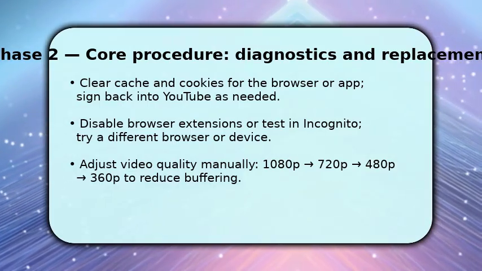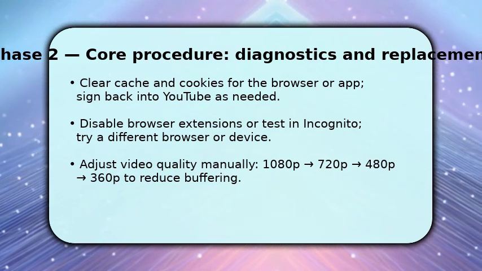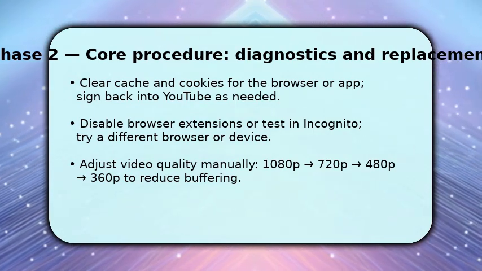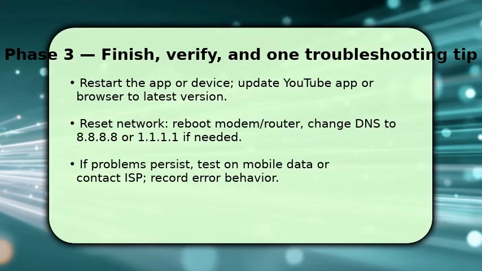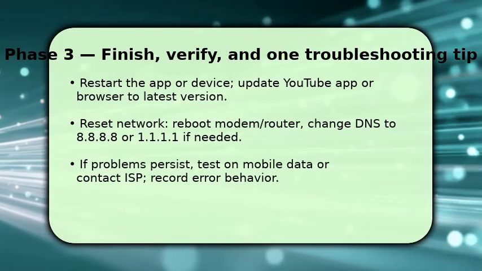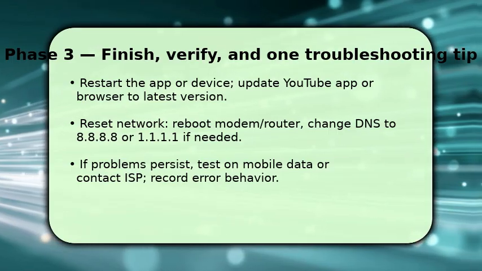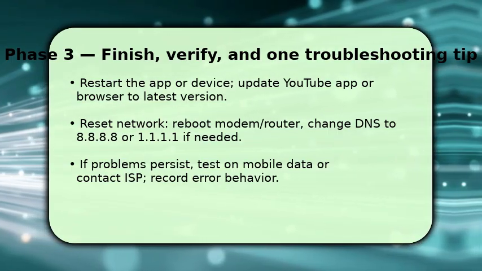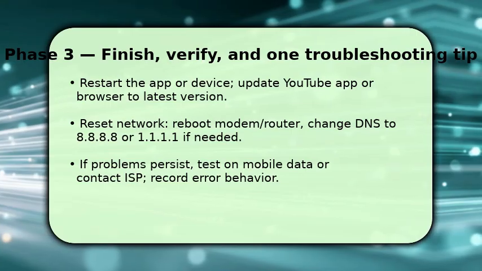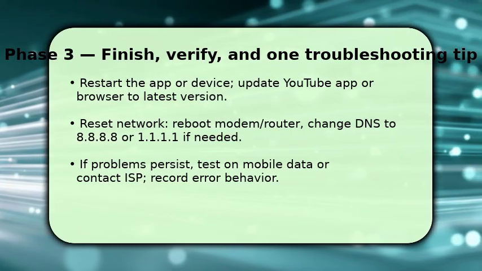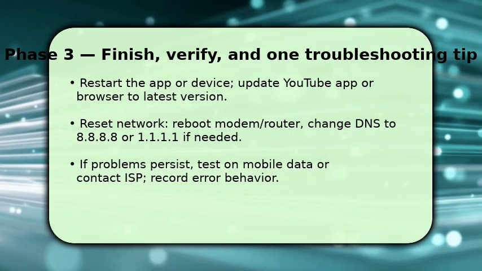Then finish by restarting your device and updating the YouTube app or browser, because patches often fix streaming bugs. If loading continues, reboot the modem and router and consider changing DNS to 8.8.8.8 or 1.1.1.1 to rule out resolution issues. Once done, test playback over mobile data to see if the problem is local.